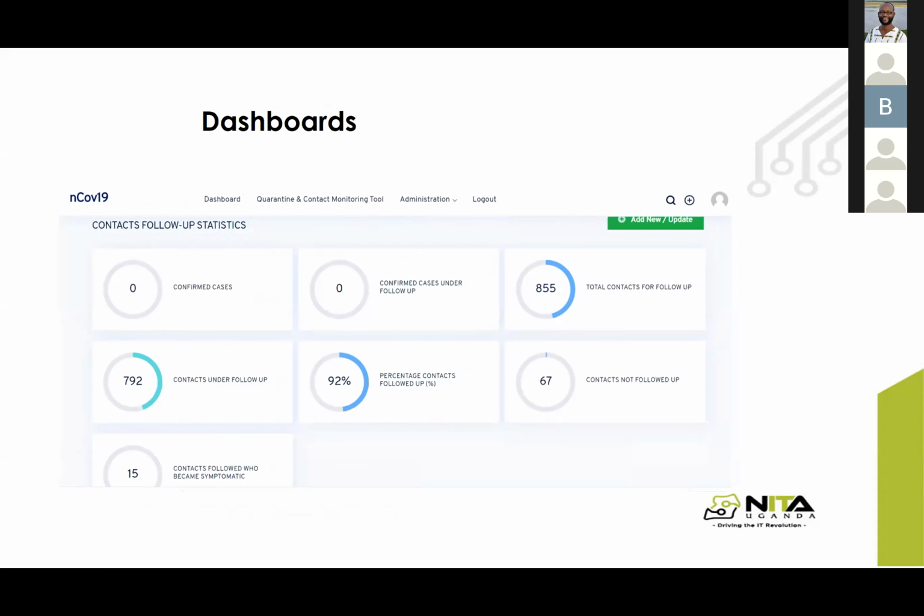The dashboard you can see there is basically for following up contacts. Some of the quarantined people, having been in contact with other people, we needed to access these contacts and also follow and monitor the situation, monitor their symptoms. So this dashboard simply tells the people in the situation room how many contacts are under follow-up and what percentage have been completed and the like.